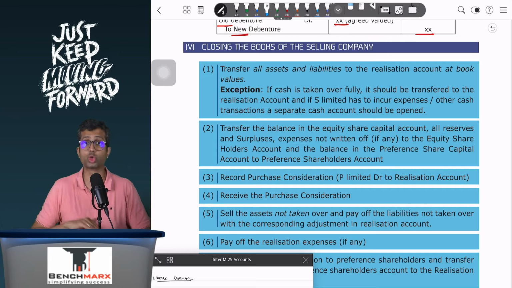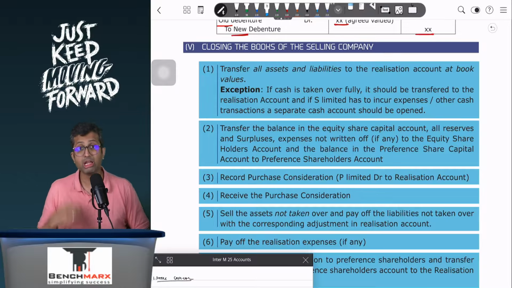Remember, here you are closing the books. If you are closing the books, in your books the land is worth 100. If you want to close it, it has to become 0. Land has to be credited by 100. And hence realization account debit to assets. This will be at the book values. Further, liabilities have to be knocked off. Liabilities will be debited to realization again at book values. So you transfer all assets and all liabilities at book values to the realization account.